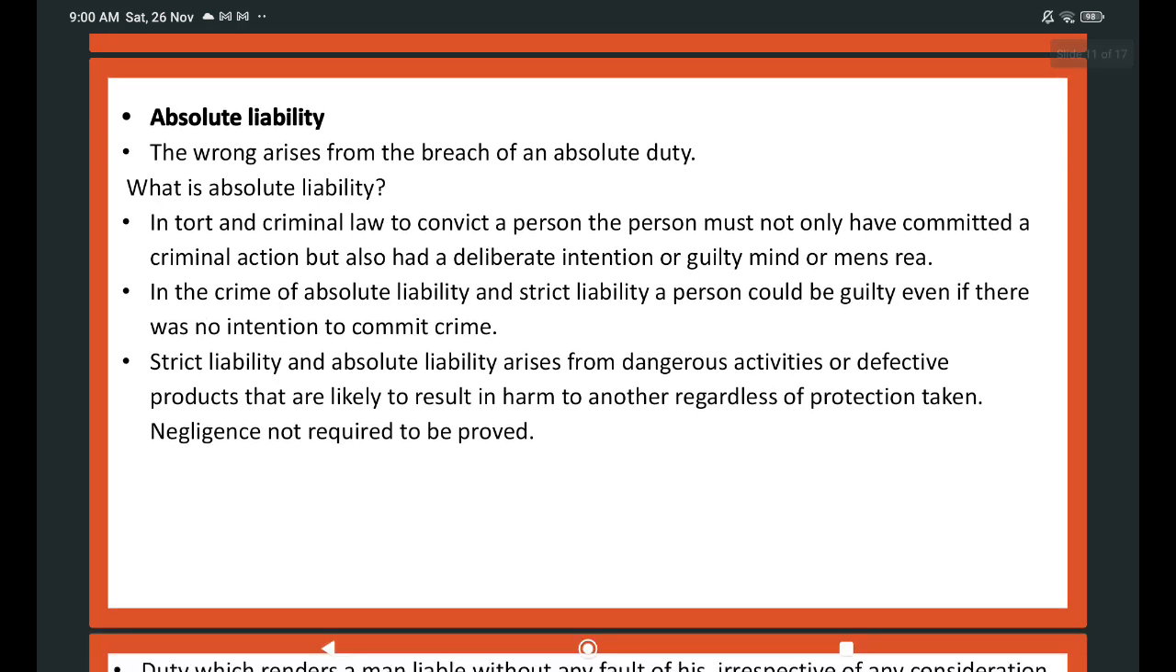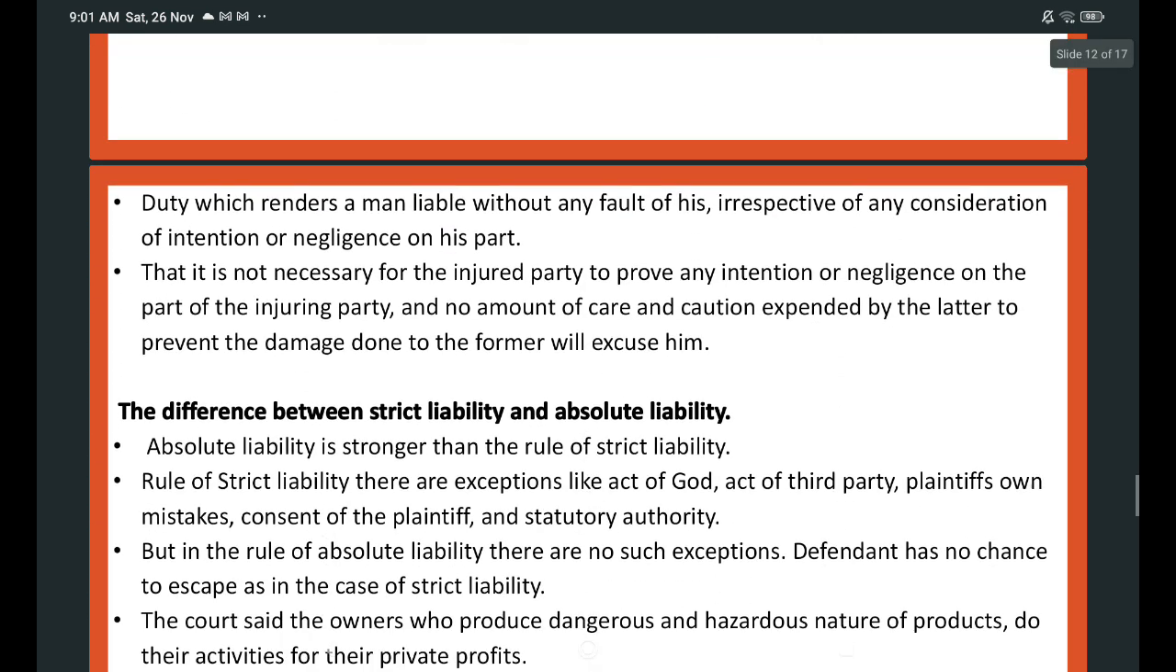Another is absolute liability. What is absolute liability? The wrong arises from the breach of absolute liability. It is harsher than strict liability. In criminal law, to convict, a person must not only have committed a criminal action but also had a deliberate intention or guilty mind, mens rea. In crimes of absolute liability and strict liability, a person could be guilty even if there was no intention to commit the crime. Strict liability and absolute liability arise from dangerous activities or defective products that are likely to result in harm to another regardless of protection taken. Negligence is not required to be proved.